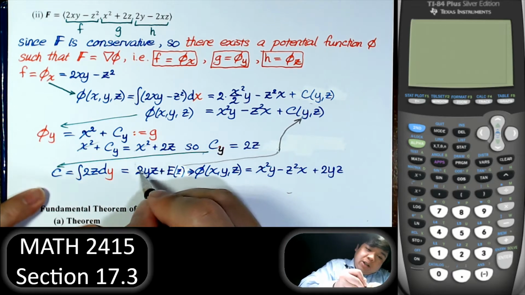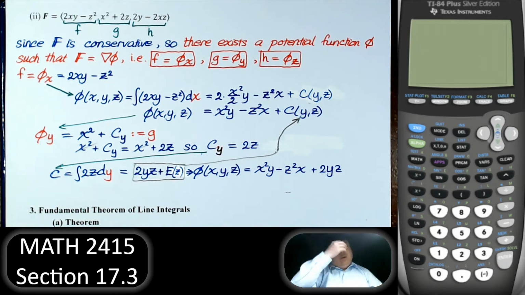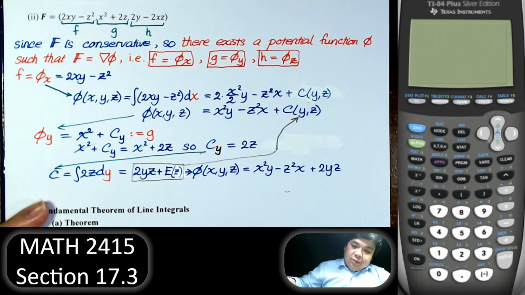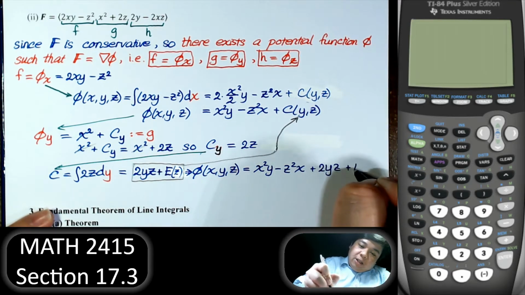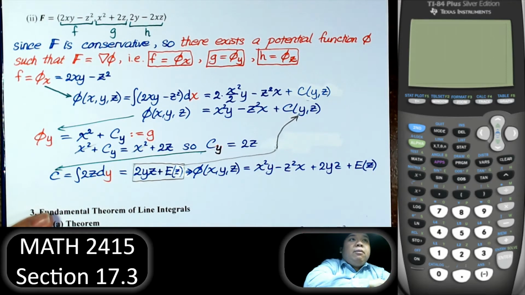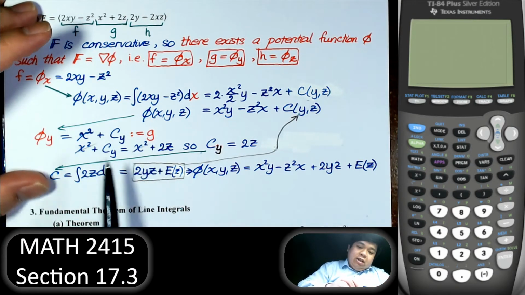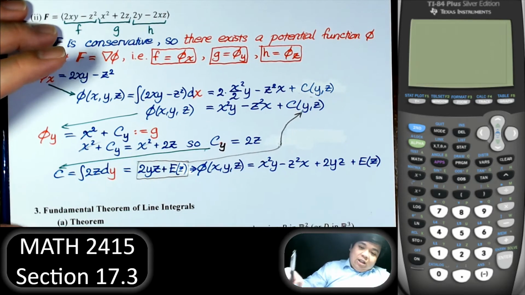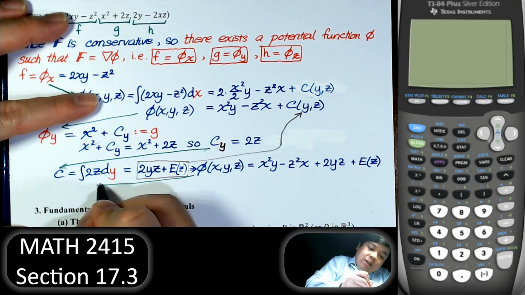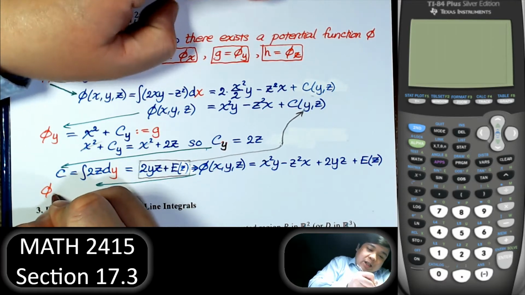So integrate this. That's what we have, and now we have that. So this plus e of z. Right, so integrate, differentiate, integrate, and then differentiate. One last step is to differentiate this, and we use this one. So we differentiate with respect to z.